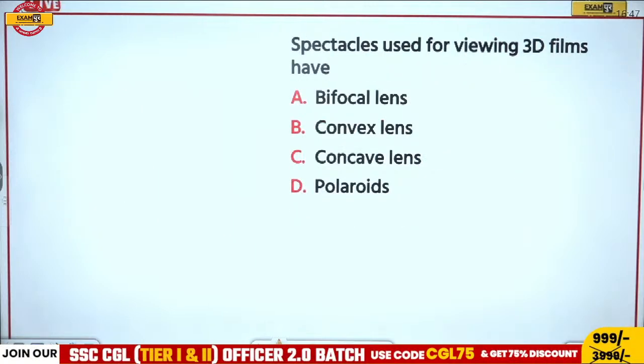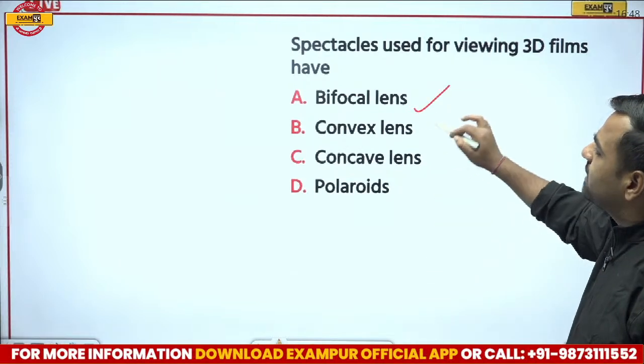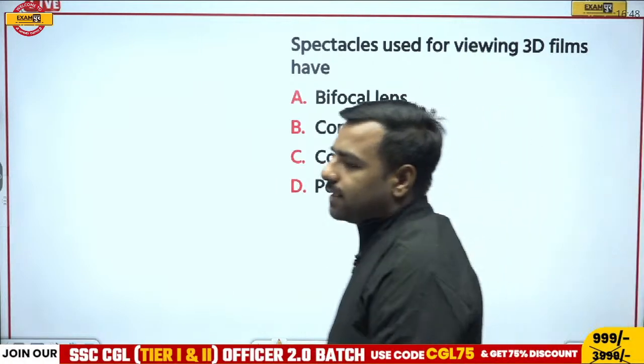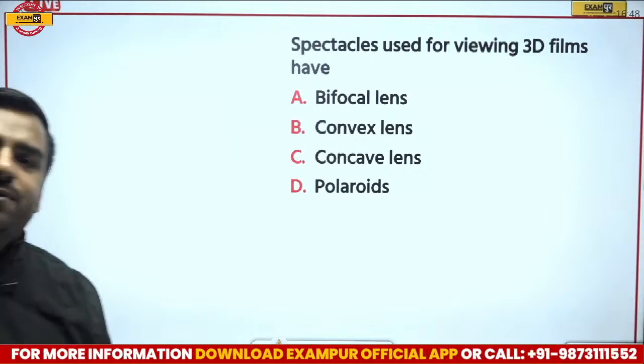Next, spectacles used for viewing 3D films have what? Do they have bifocal lens, convex lens, concave lens, or Polaroids? What is the correct answer here? Spectacles which we use for watching 3D movies. I guess everyone loves those 3D movies.